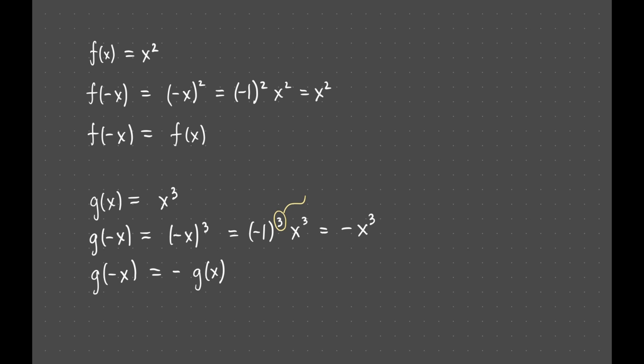We realize that this minus sign was obtained in the case of g because there was an odd number of minus 1's, which came from the odd power of 3 in the exponent. In fact, whenever the exponent, say n, is odd, then the power function h of x equals x to the n changes by a minus sign when the input is changed by a minus sign too. That is, when n is odd, then the function h of x equals x to the n satisfies the property that h of minus x equals minus h of x.